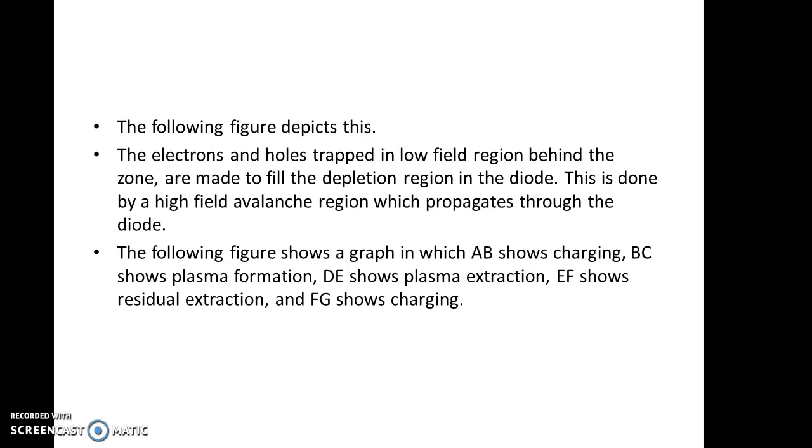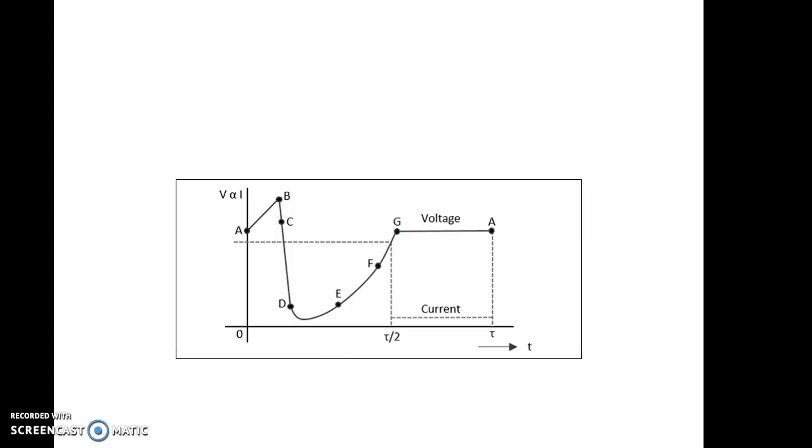The electrons and holes trapped in the low field region behind the zone are made to fill the depletion region in the diode. This is done by a high field avalanche region which propagates through the diode. The figure shows a graph in which AB shows charging, BC shows plasma formation, DE shows plasma extraction, EF shows residual extraction, and FG shows charging. This is the voltage versus time graph.